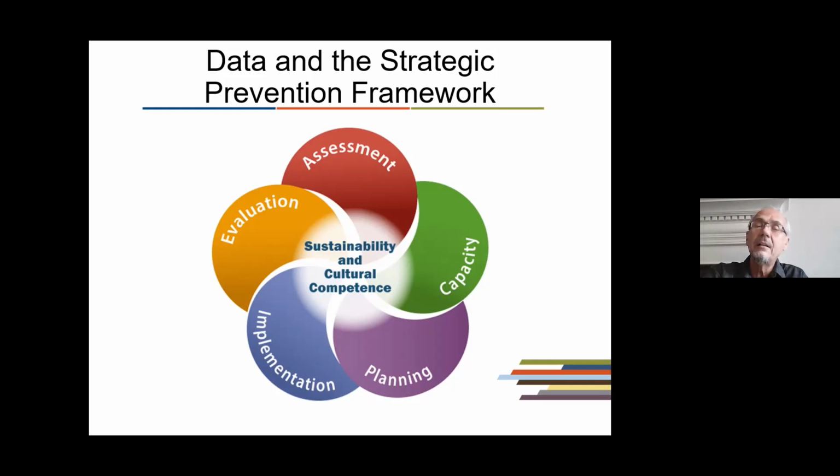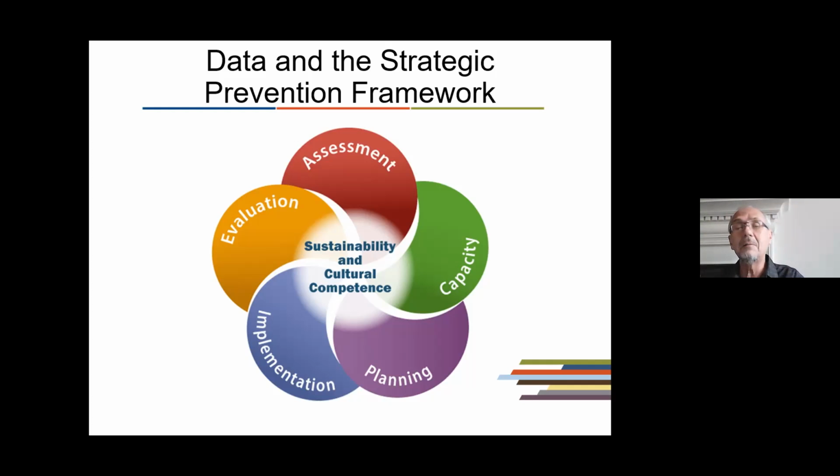All of this, then, the inner circle, is that you need to think about program sustainability, effort sustainability over time in each of these areas, as well as cultural competence. Needs assessments, for example, that are disrespectful are not going to be helpful and could actually hinder your effort. So this is the data and the Strategic Prevention Framework.